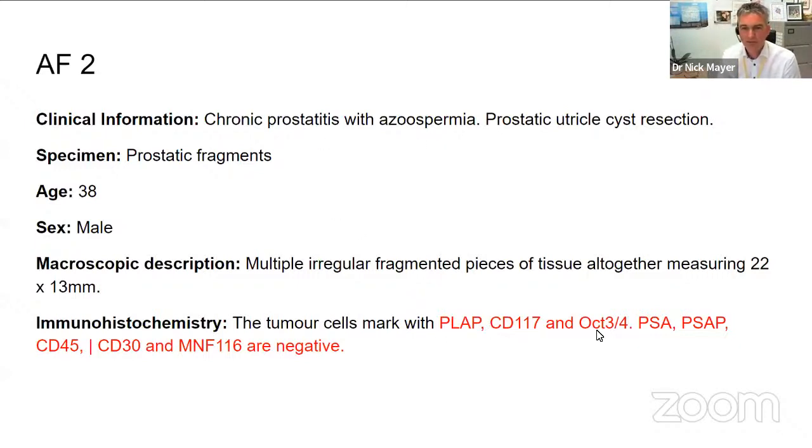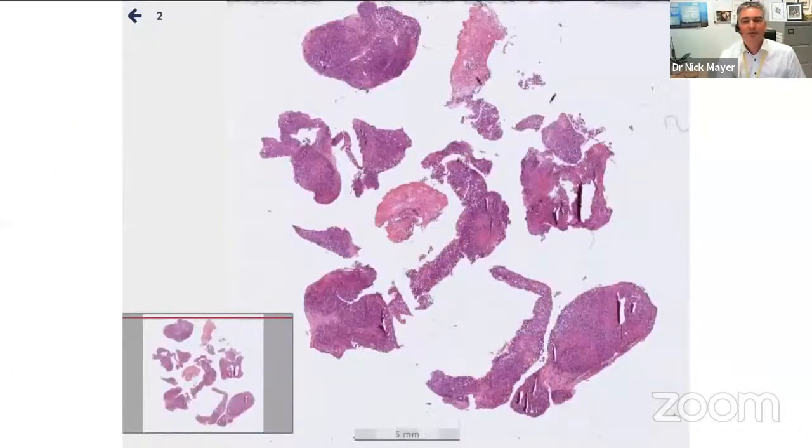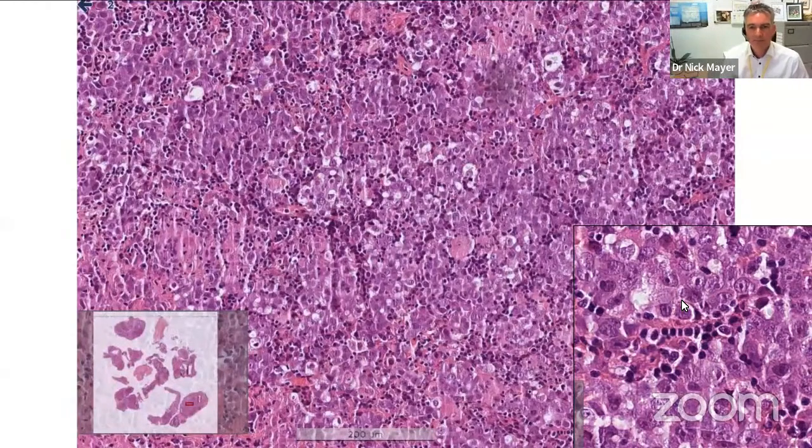So PLAP, CD117, OCT34 were positive. Prostate markers were negative, lymphoid markers were negative, CD30 and MNF116 were negative. So although this is a slightly unusual tumor, that immuno profile is very suggestive, even without looking at the specimens, what it might be. So these are TUR chips, and a fairly representative area of the tumor.